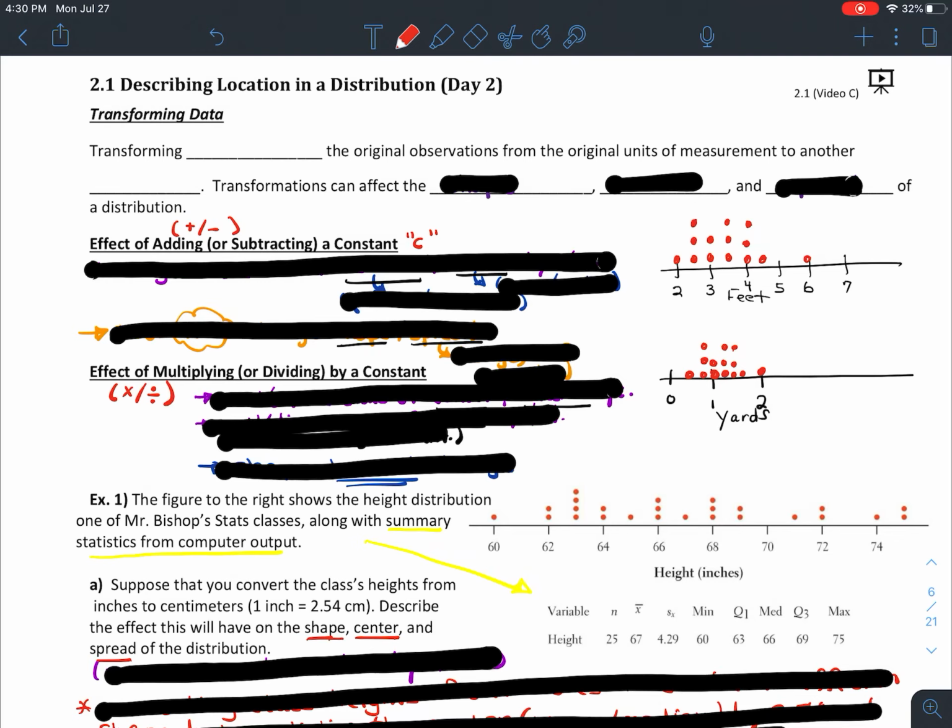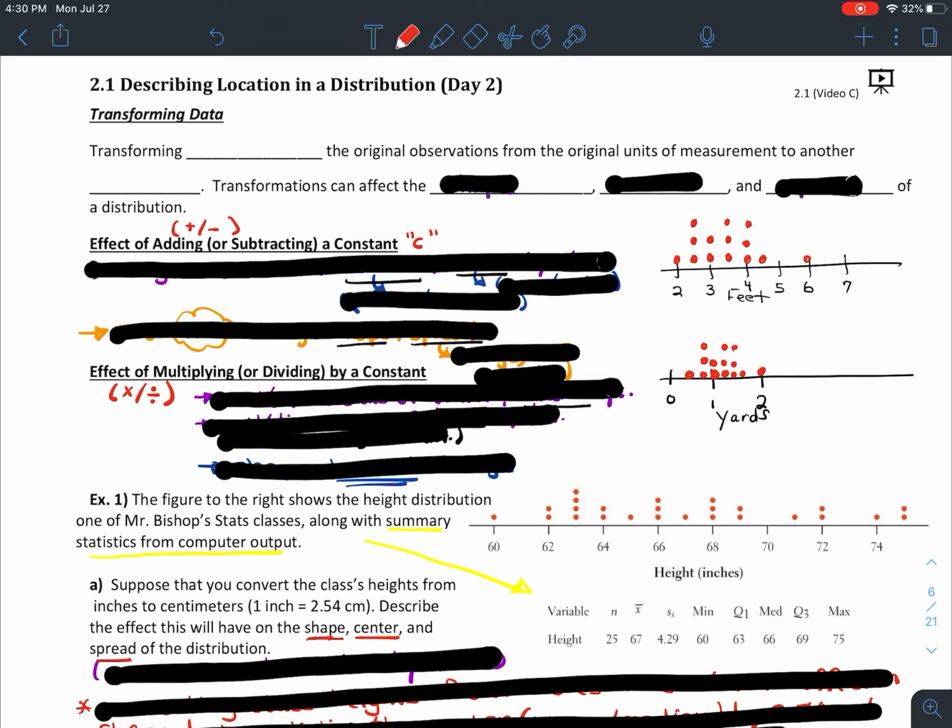Okay, this is still section 2.1. We are describing location in a distribution. In the previous video, it was discussed with you about z-scores and how you can convert an individual observation into a z-score, which tells you how many standard deviations that particular piece of data is either above or below the mean. Okay, what we're going to focus on here in this part is we're going to look at transforming data.